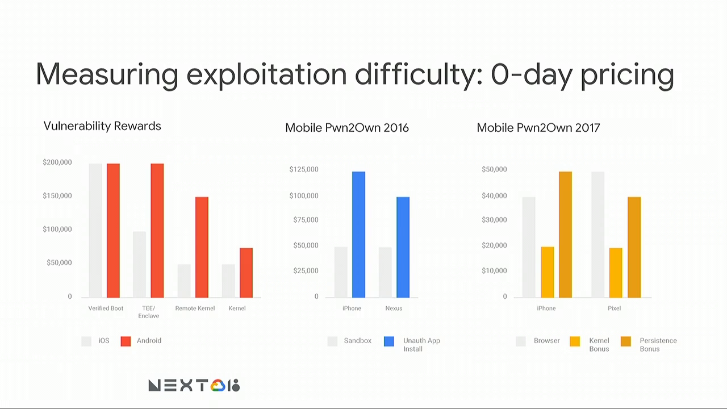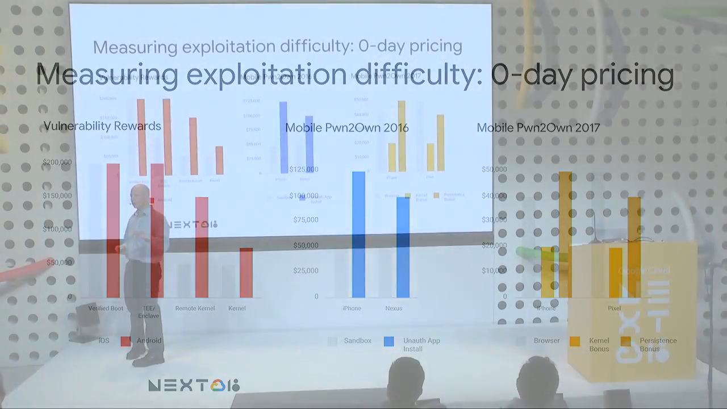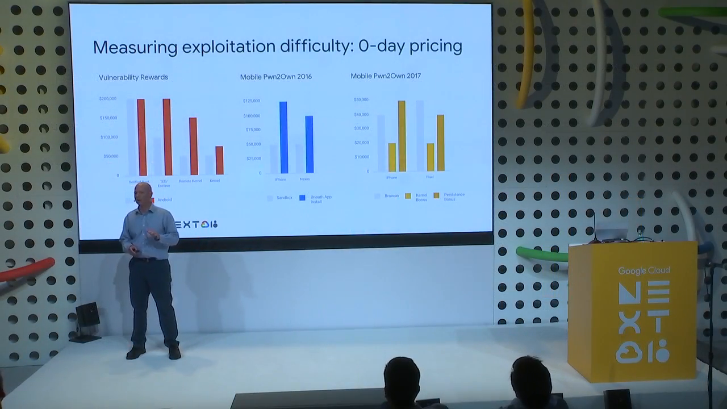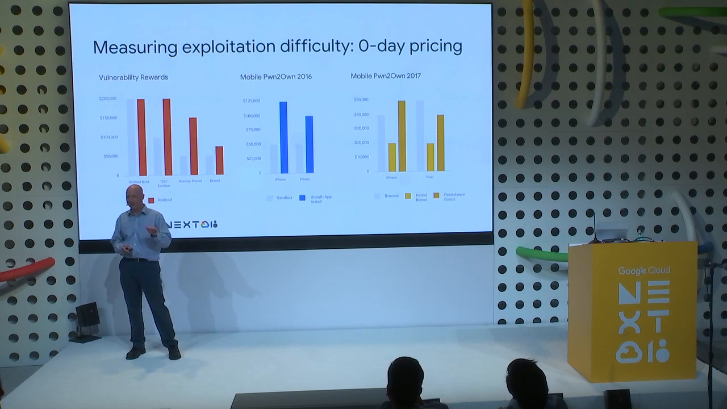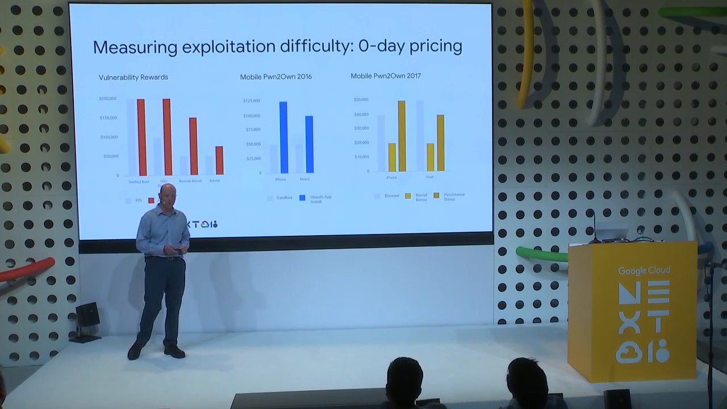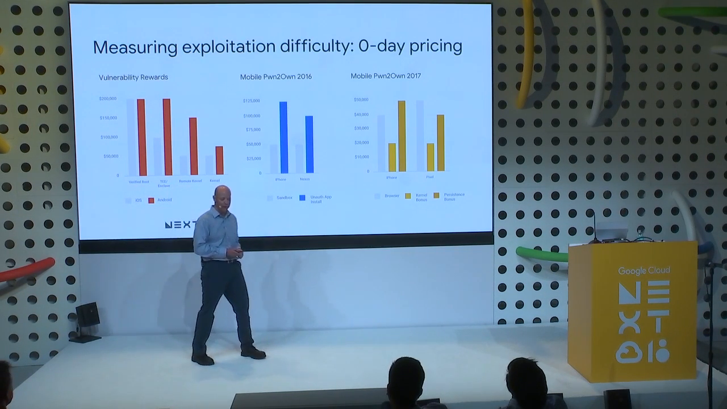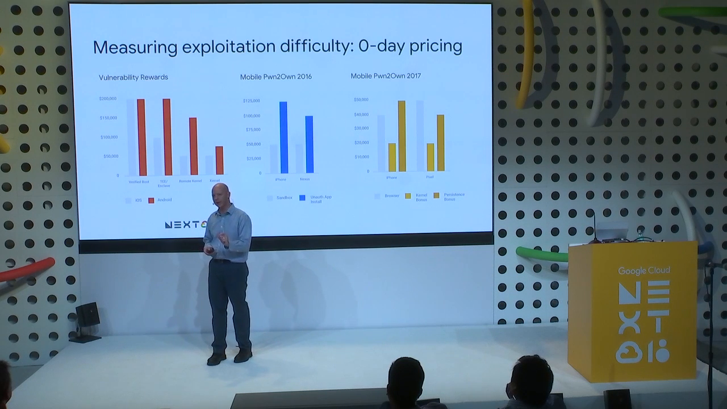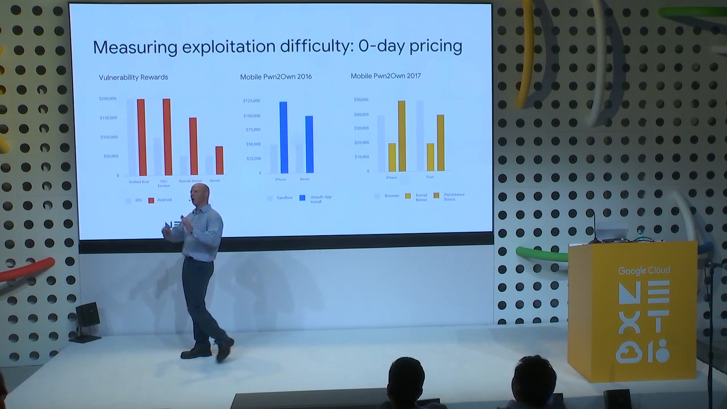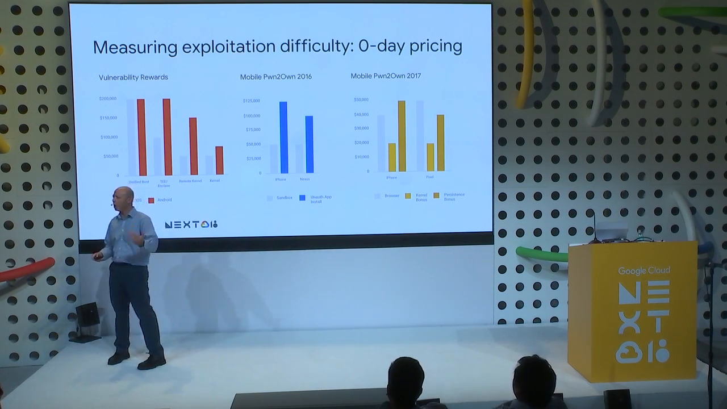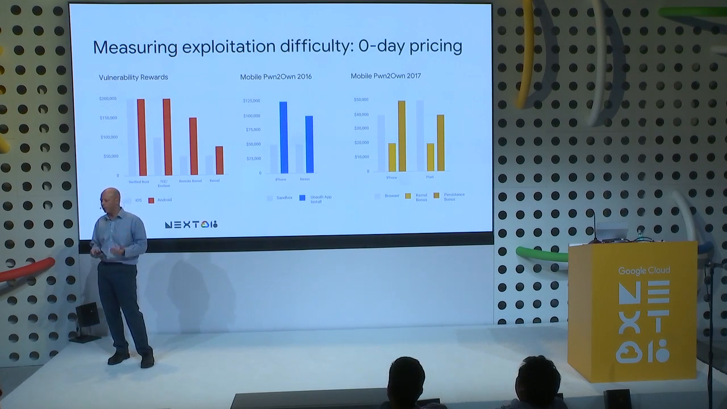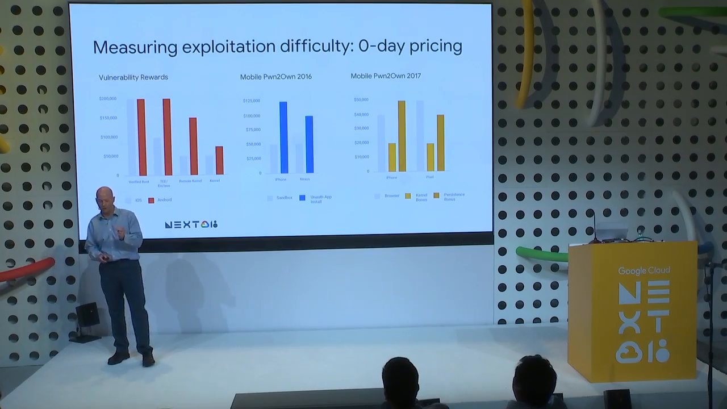And actually, at the last mobile pwn to own, there were no core Android platform exploits that were landed. And I can't say the same for other operating systems that did have exploits landed. Again, it doesn't mean that the exploits don't exist. What we're looking at is, overall, what does the data show in terms of the general exploitability? And you can see these clear trends, but if you look at the pricing.